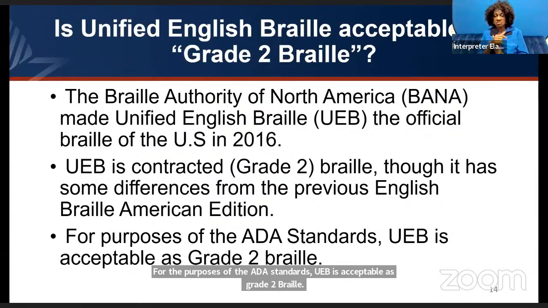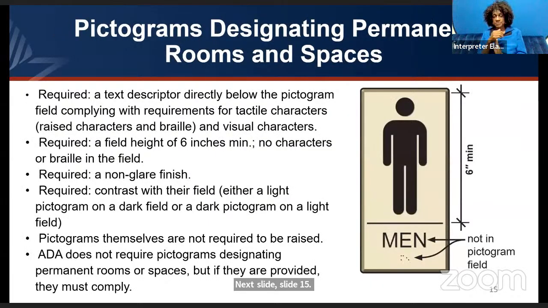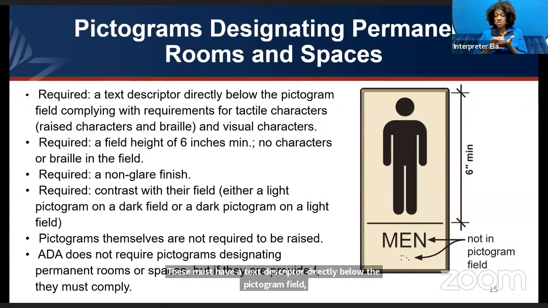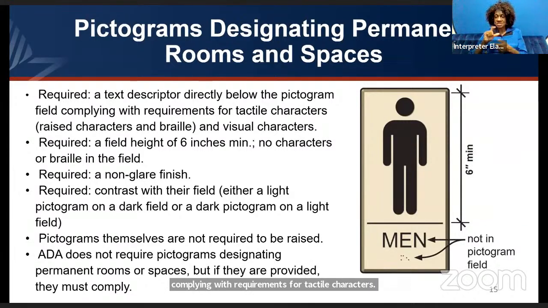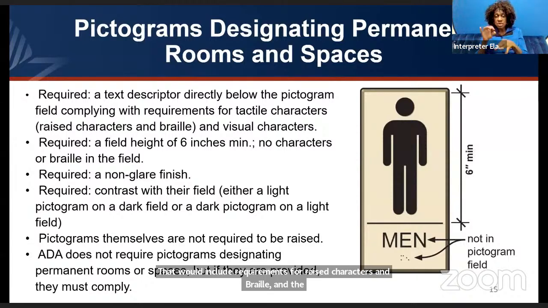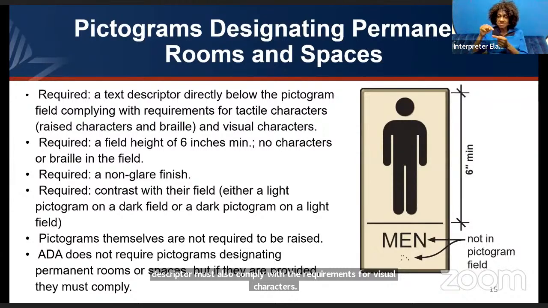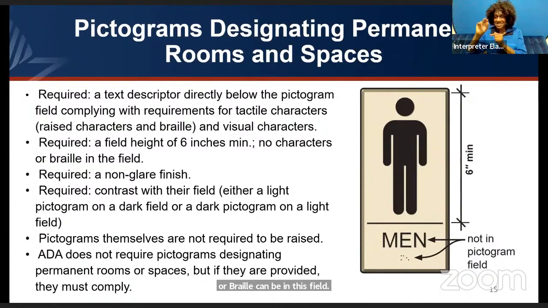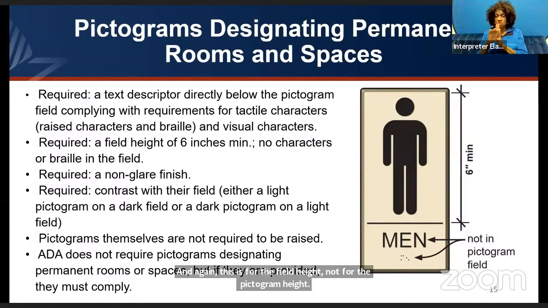Next slide, slide 15. And now we'll move on to requirements for pictograms designating permanent rooms and spaces. These must have a text descriptor directly below the pictogram field, complying with requirements for tactile characters. That would include requirements for raised characters and Braille, and the descriptor must also comply with the requirements for visual characters. The pictogram must have a field height of 6 inches minimum, and no characters or Braille can be in this field. And again, this is for the field height, not for the pictogram height. We do not have a minimum requirement for the pictogram, only for the field that it's in has to be at least 6 inches high.